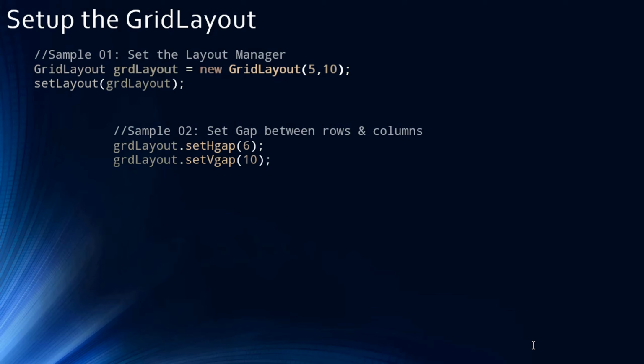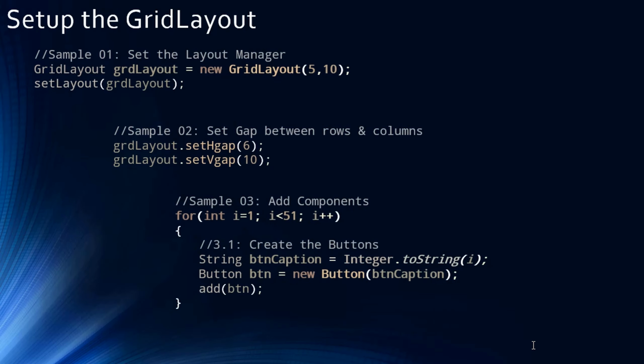Now, since there are 50 buttons here, we create a for loop, and then we add the control at runtime. So first, inside the loop, we make use of the loop counter i, and we are making use of the toString method of the wrapper class Integer. So that will generate a string. So when we are constructing the button, we are passing this button caption. That means whatever the loop counter is giving, that will be our button caption. So buttons will be created from 1 to 50.